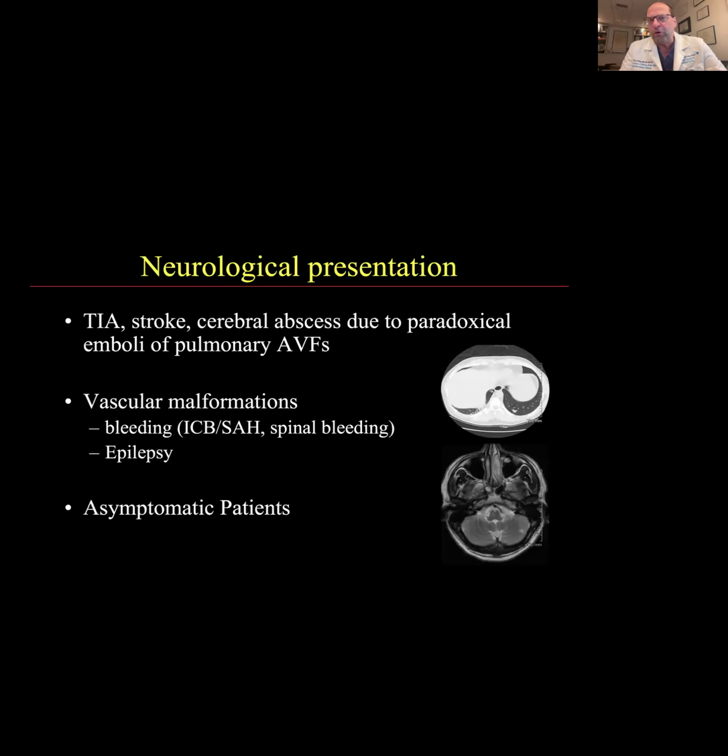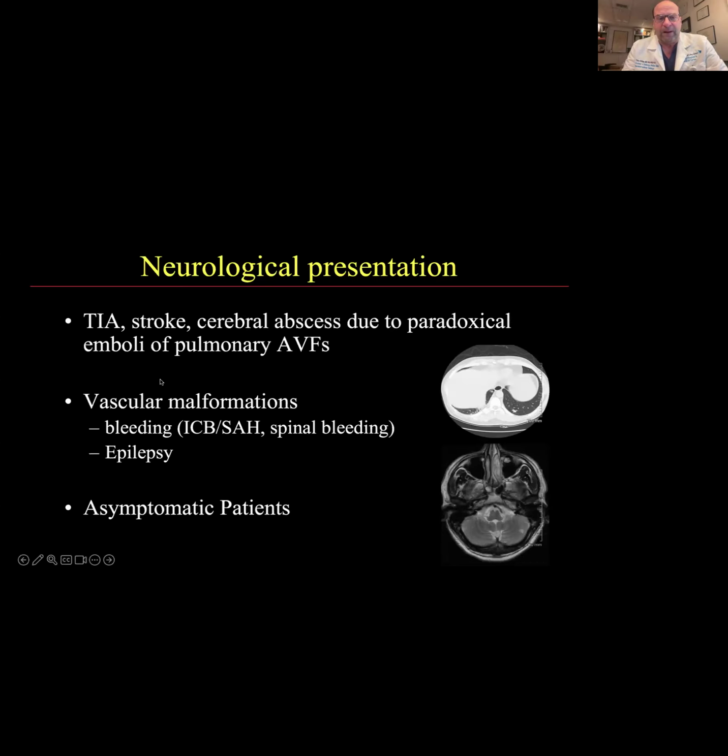We will also not talk about the more common neurological presentations in HHT. The most common neurological presentation is actually that you'll get paradoxical emboli due to pulmonary AV fistulas, so that a small clot is going from the right heart towards the left heart and can go towards the brain and cause transitory ischemic attacks, stroke, or even abscesses.